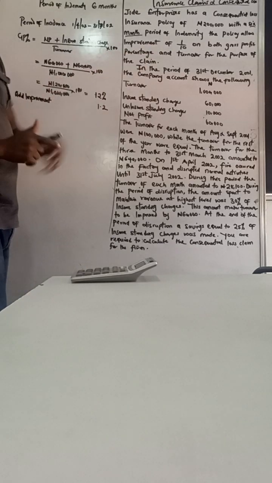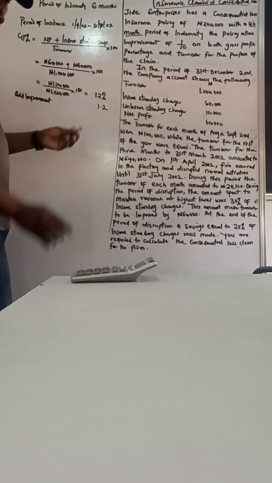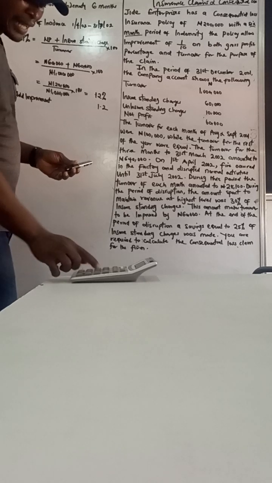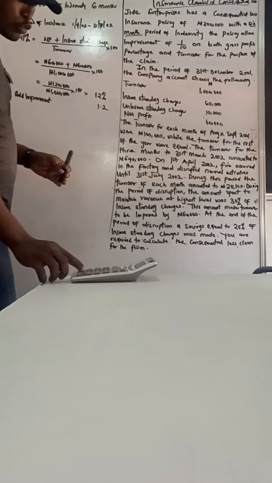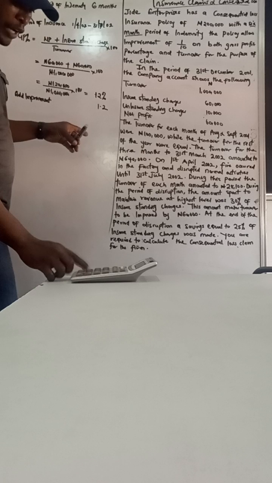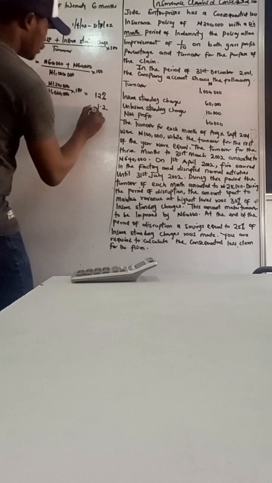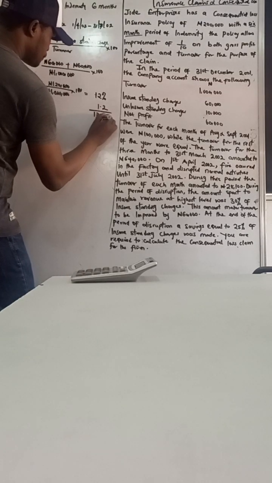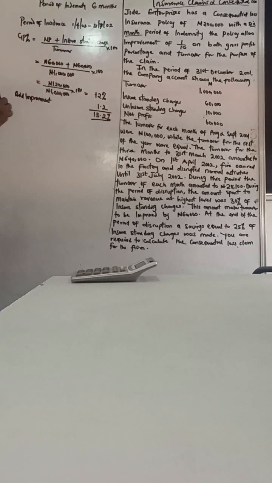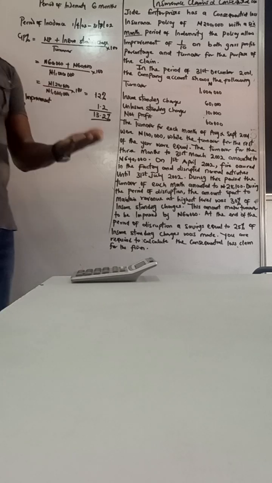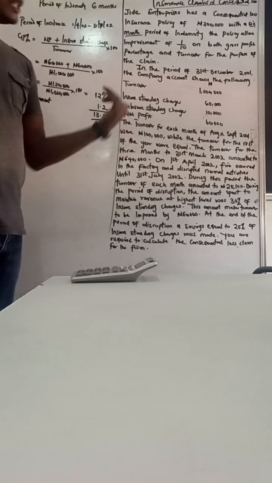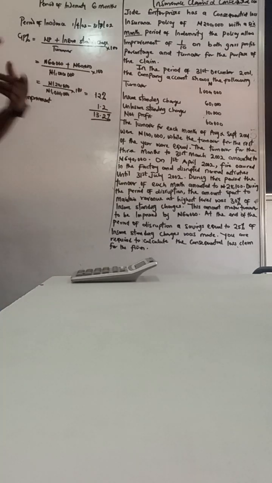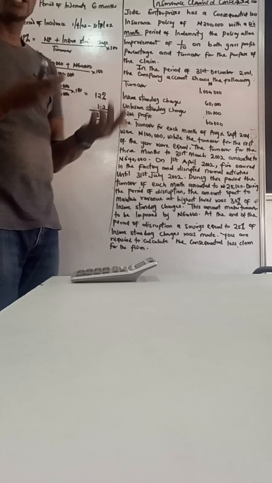So improvement 0.1 times 12. That will give me 1.2. So 1.2 plus 12. This will give me 13.2%. So this is my GP percentage now, 13.2%. Now what is the next step in the question? I have to look for what? My turnover before the period of disruption.